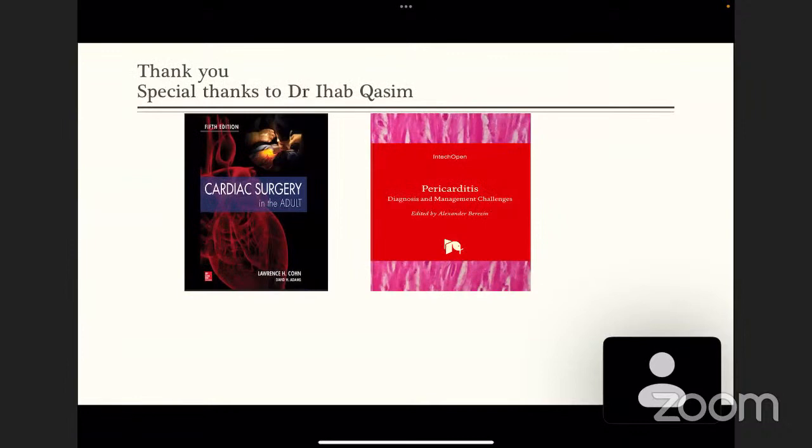These are my references, and a special thanks to Dr. Iham. To take a home message, pericardiectomy is indicated once the diagnosis of constrictive pericarditis is made. Early intervention in patients with favorable functional status is recommended for early and late survival and functional outcomes.